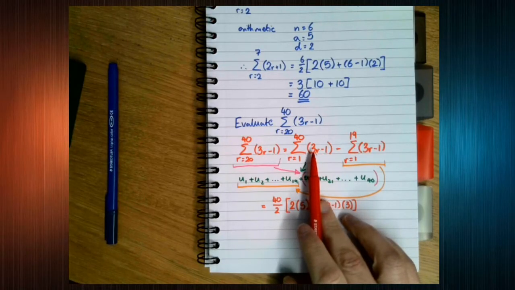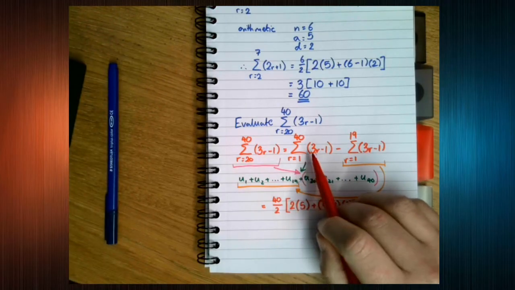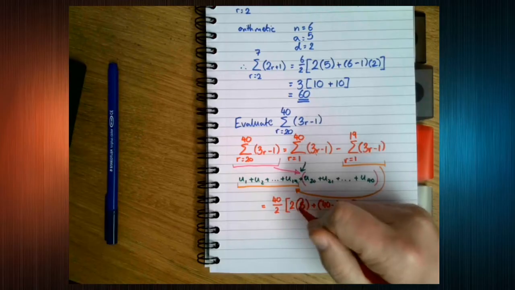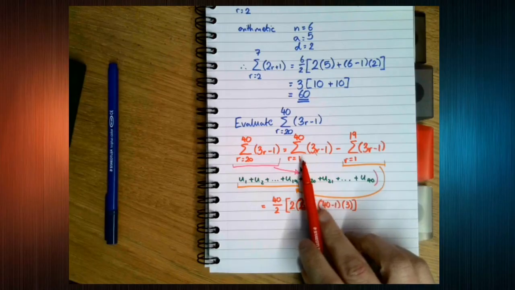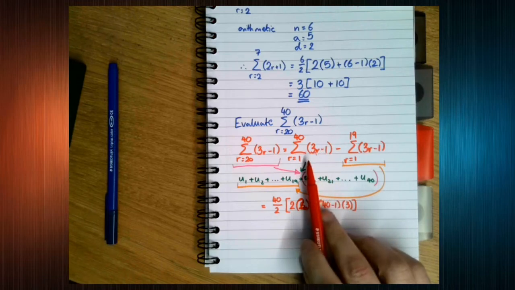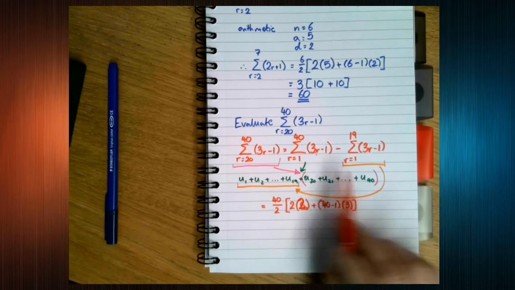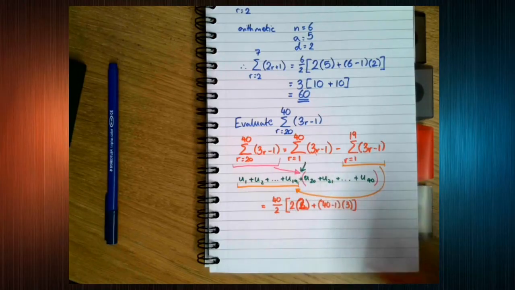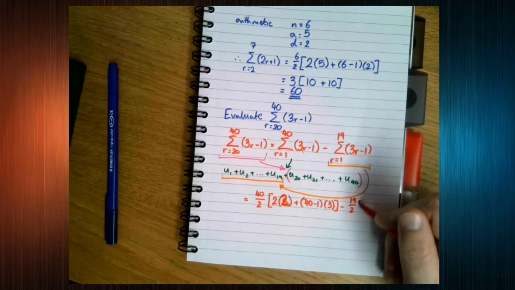This is going to be 5 plus 3 times, no, first term's not 5, first term is 2. But we can see then the second term is 5. So second term is 5, yeah. 3 times 2 minus 1 is 5. Then 3 times 3 minus 1 is 8. So we can see the common difference is 3. And it's this number here. So this is this first bit. And we want to minus the same formula, but with n is 19 instead of 40.